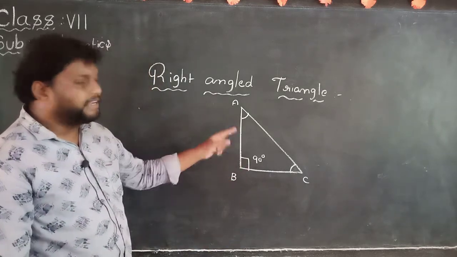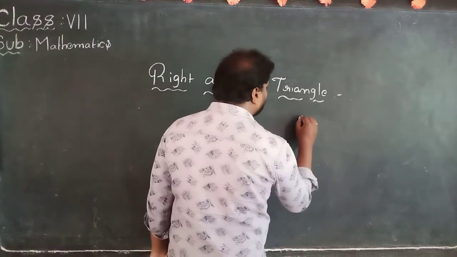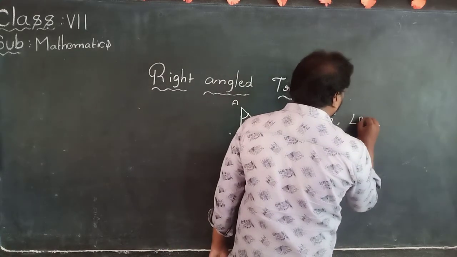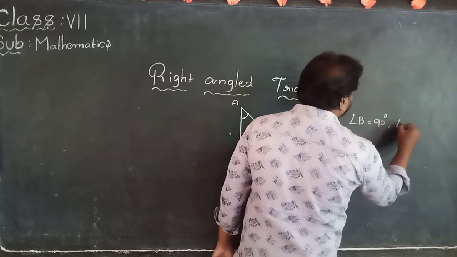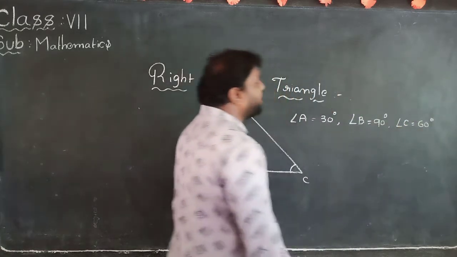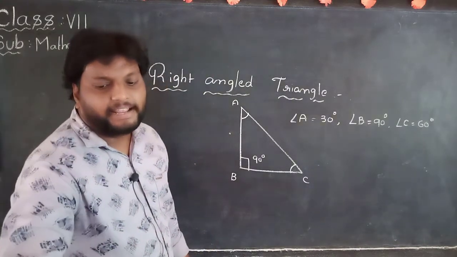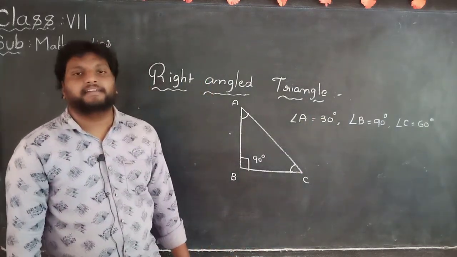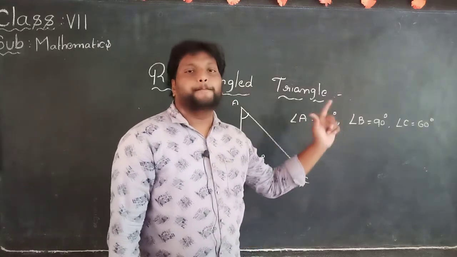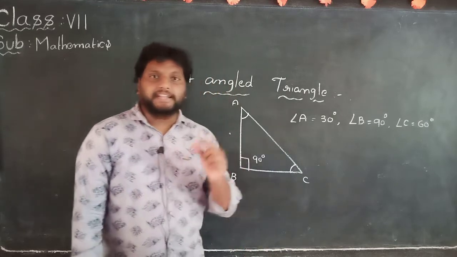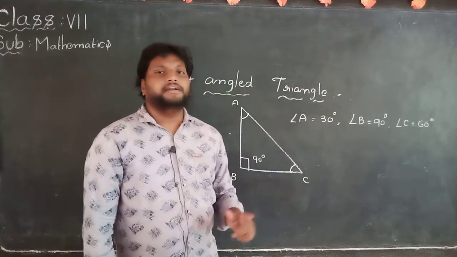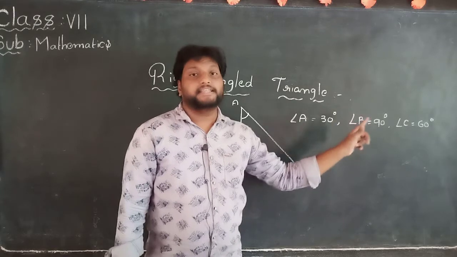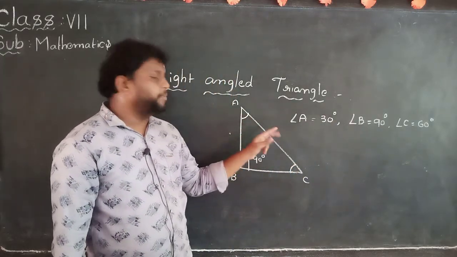In a right angle triangle, we can take angle A equal to 30 degrees, angle B equal to 90 degrees, angle C equal to 60 degrees. Which type of triangle is this? It is a right angle triangle. Why? Because A value and C value are acute angles, but B value is 90 degrees. In any triangle, if one value is 90, the triangle is called a right angle triangle. Then 90 degrees is over, and the sum of the remaining two angles should be 90 degrees, then 30 and 60.